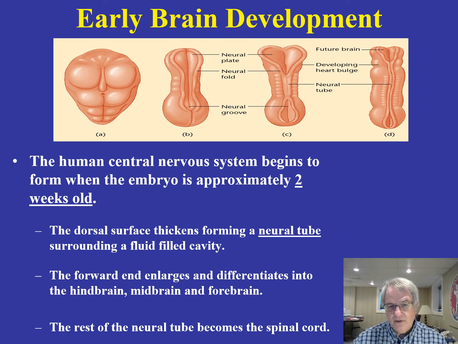If you take a look at early brain development, this is a figure showing the development of what we call the neural tube. The central nervous system begins to form when the embryo is only about 2 weeks old, and the dorsal surface begins to thicken, and the neural tube, there's fluid that fills this cavity that you see right here. The forward end starts to enlarge and ultimately differentiates into the hindbrain, the midbrain, and the forebrain. The rest of the neural tube ultimately becomes the spinal cord, as you see right here.